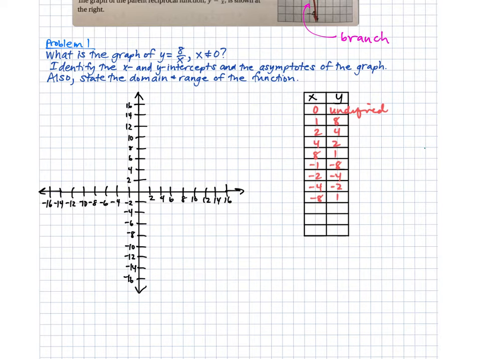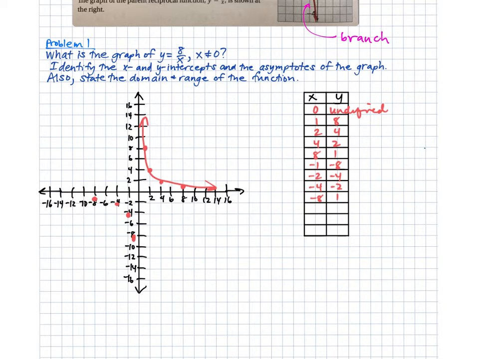And now you just have to plot them. So we can't plot the first one, but 1, 8, 2, 4, 4, 2, 8, 1, like that. And you can see this is going to go like this. And then we'll do the same with the negative 1, negative 8, negative 2, negative 4, negative 4, negative 2, and negative 8. And it's going to come in like that.